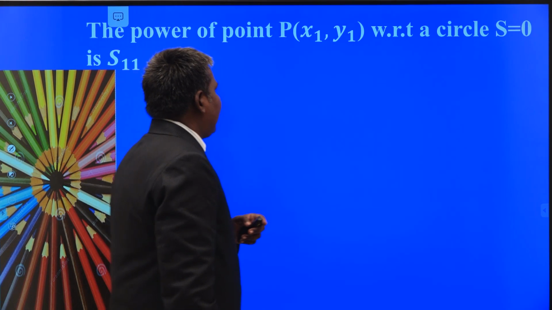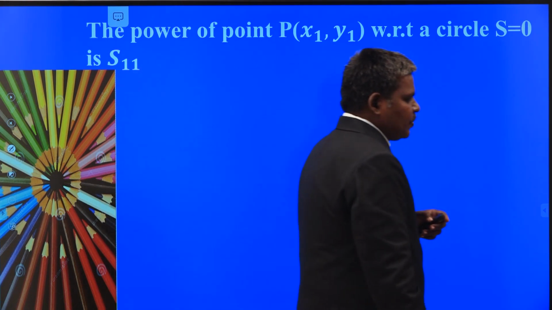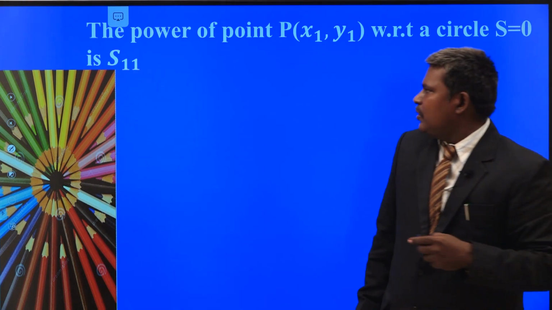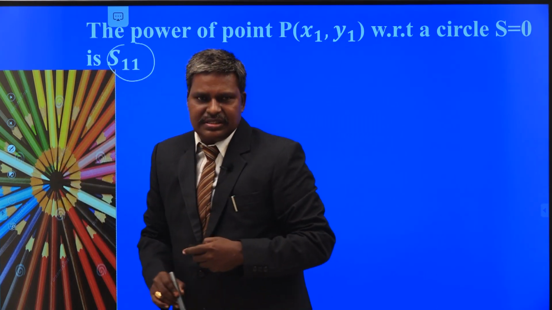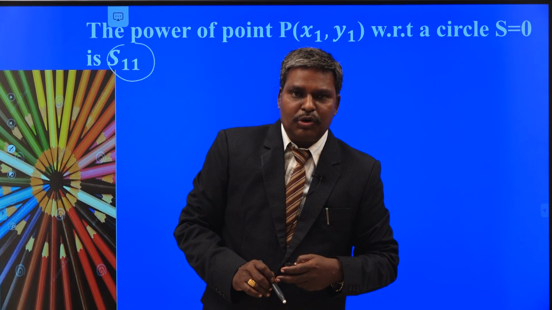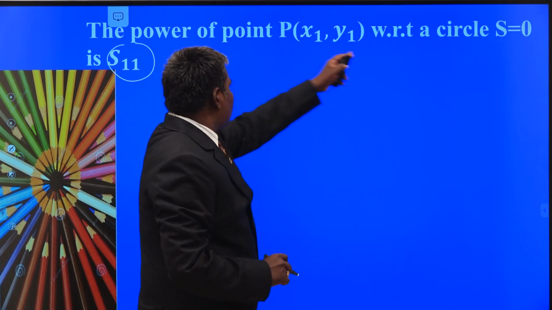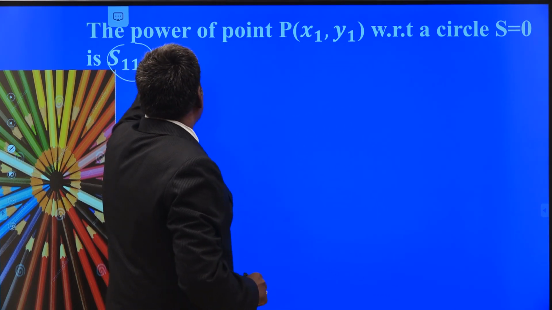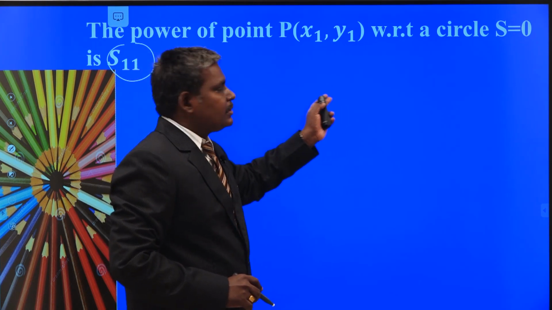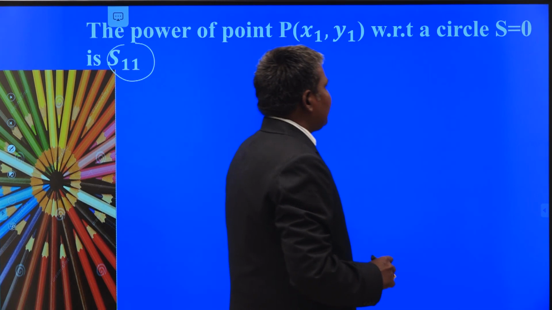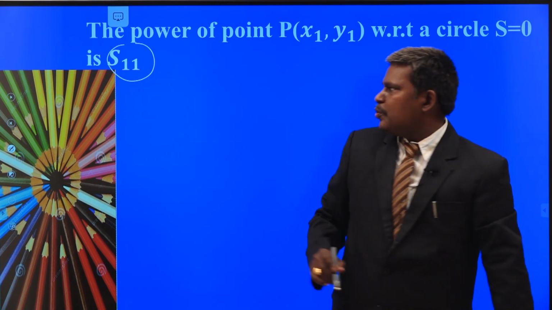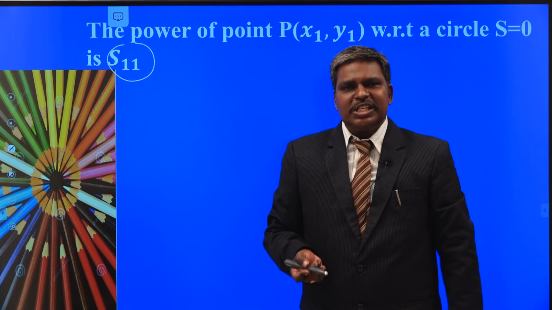The power of point P(x1, y1) with respect to the circle S equal to 0 is S11. That is why we studied the notations. Already we discussed the notations, so they will occur in this type of theorem. The power of point P(x1, y1) with respect to circle S equal to 0 is what you have to prove: S11.